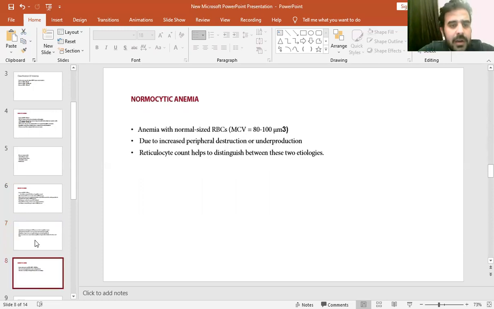The third main type of anemia we call normocytic anemia, in which the MCV, or mean corpuscular volume, is between 80 to 100 micrometer cube. So normal sized RBC will be there. There are two main causes. The cause is either increased destruction of RBC, which is occurring peripherally, or there is underproduction of RBC. How are you going to differentiate it? We have the reticulocyte count, which will help us to distinguish between these two etiologies or causes.